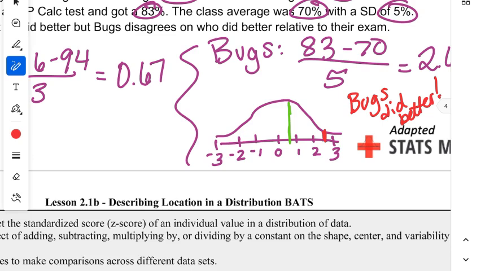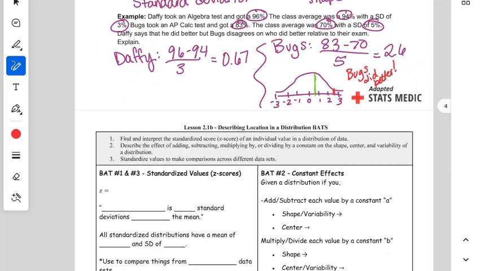So if this was like a problem on a test, you would write Bugs did better, having a z-score of 2.6 compared to Daffy, which is only 0.67 standard deviations above the mean. This one doesn't ask us to write it in sentence form, so we're just going to leave it like that.